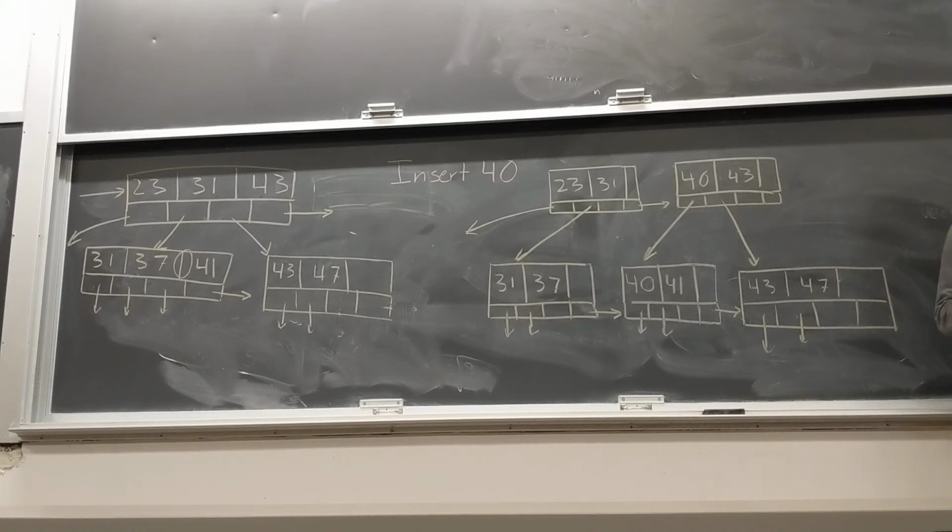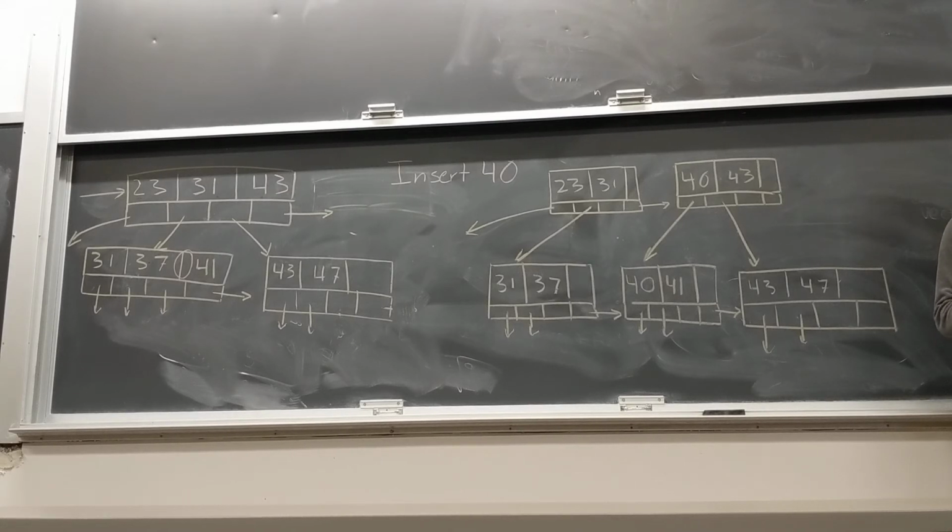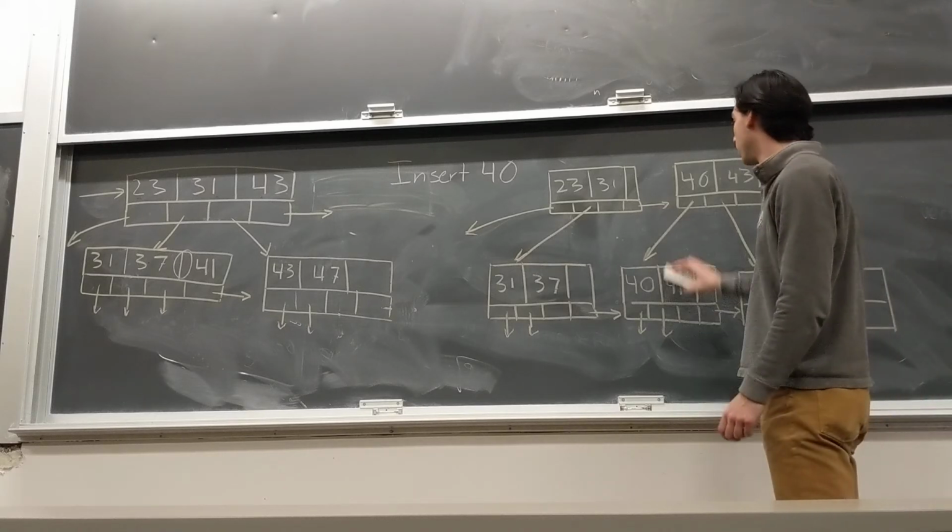Yeah? Did you add that 40 thing in the end? Yeah. I think. Actually, maybe not. Happens on a split. Yeah, no, actually that was wrong. Intermediate nodes don't have this.